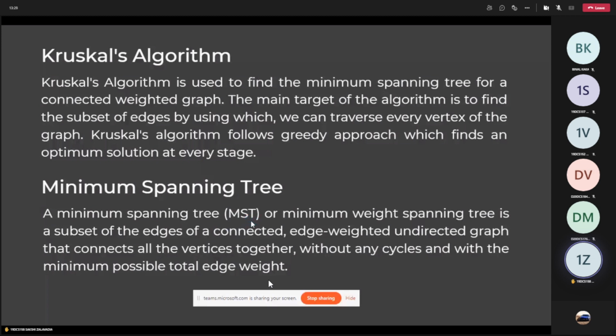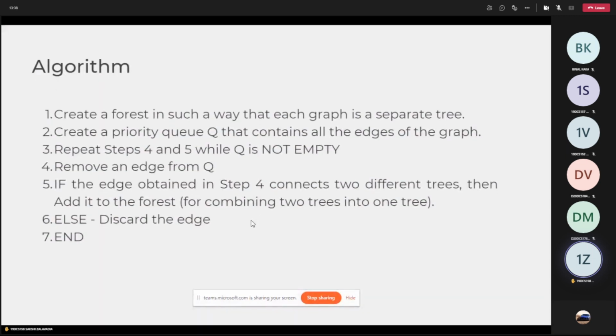Kruskal's algorithm follows a greedy approach which finds the optimal solution at every stage. The algorithm says we need to create a forest in such a way that each vertex is a separate tree. Then we create a priority queue which contains all the edges of the graph, and we loop over steps 4 and 5 till the queue is empty. We remove an edge from the queue, and if the edge connects two different trees, then we add it to the forest, else we discard the edge.